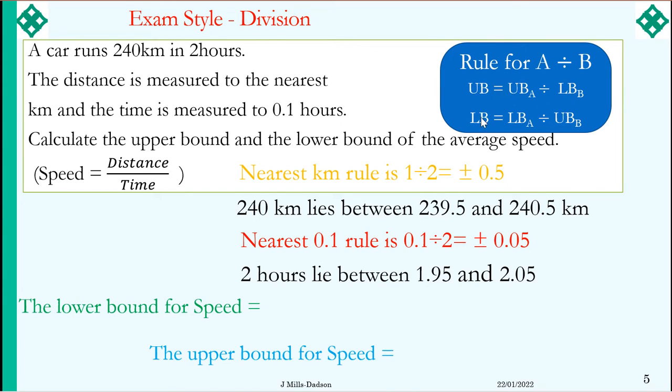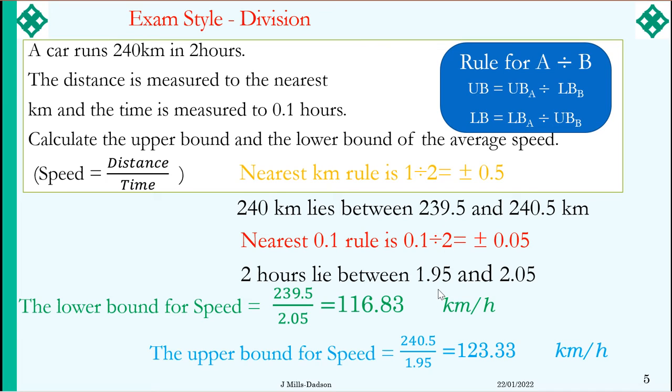That's for the biggest answer. For the lower bound, you take the lower bound of the numerator and divide by the biggest number of the denominator. So here, you just pick the numbers the way you've done it. So the smallest of the numerator divided by the biggest of the denominator. That's what we'll have, kilometer per hour. Upper bound, we take the biggest of the numerator divided by the smallest of the denominator. So that's 123.33 kilometers per hour. So it is all a test of knowing which choice of numbers to use in your calculation.